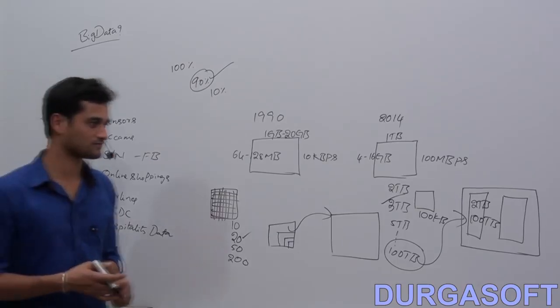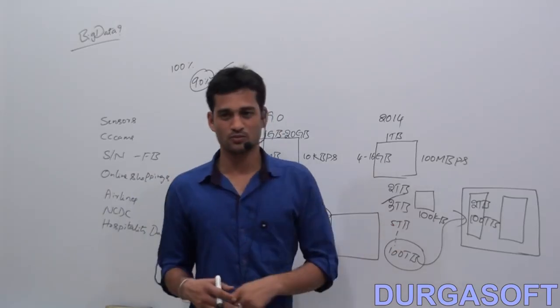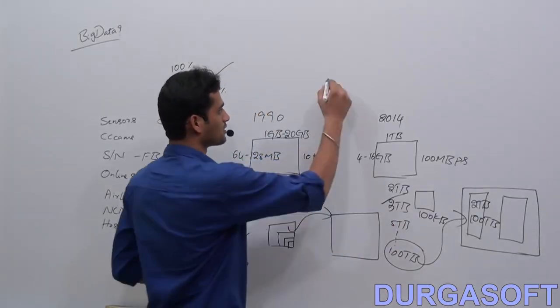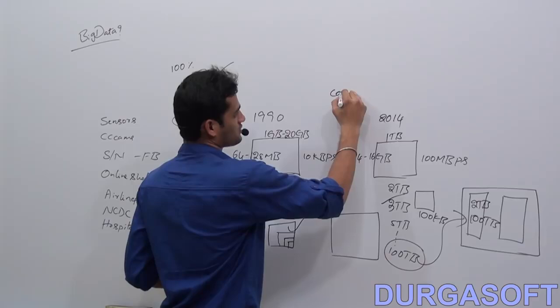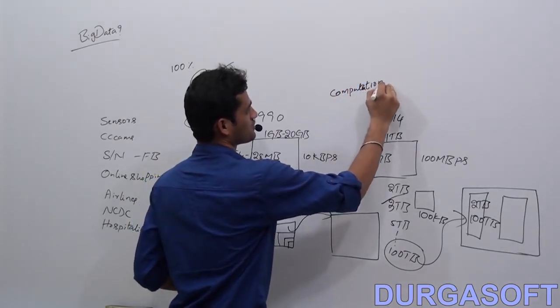Why is that? Observe here. Before Hadoop, the basic part is that computation is processor bound.